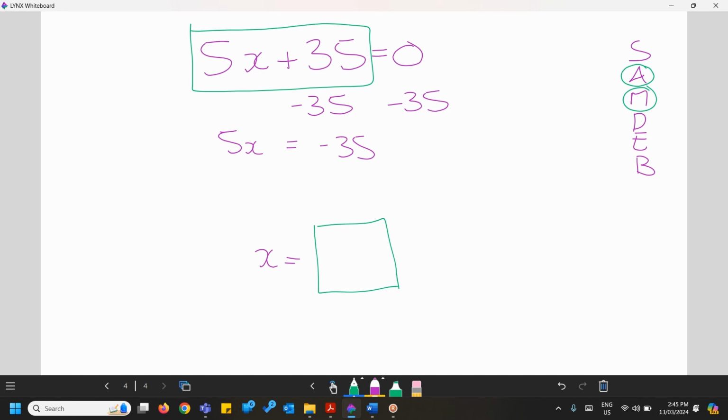Now I only have this 5x on the left-hand side. That's 5 times x. What's the opposite of timesing by 5? Divide by 5, sorry. So I divide that by 5. What I do to one side, I do to the other. 5x divided by 5, as was said before, the 5 divided by 5 equals 1, 1x. That's what we want. Minus 35 divided by 5 is minus 7, and we have got our final answer.